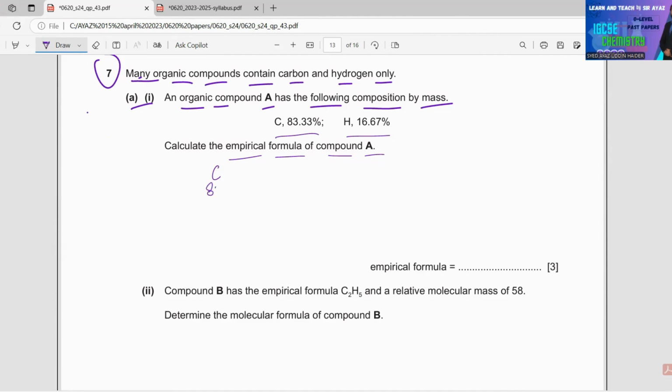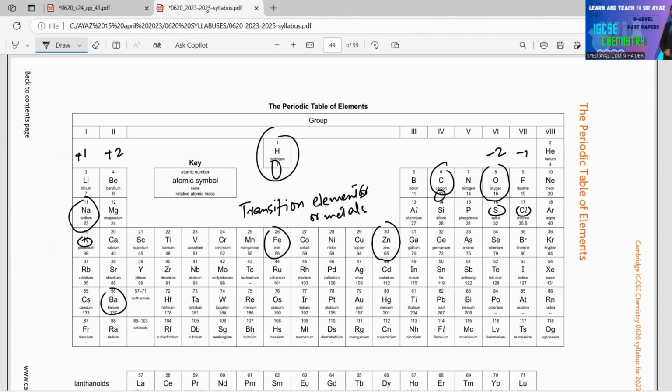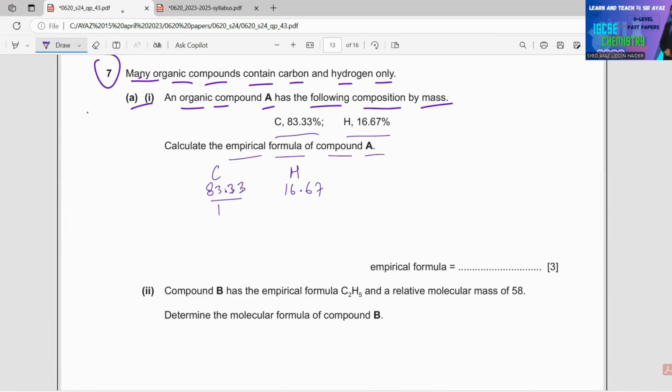I'm writing 83.33. What about hydrogen? It's 16.67. Now Ar of carbon, here is carbon, it's 12. Hydrogen is 1. So for carbon, I'm writing 12. For hydrogen, I'm writing 1.